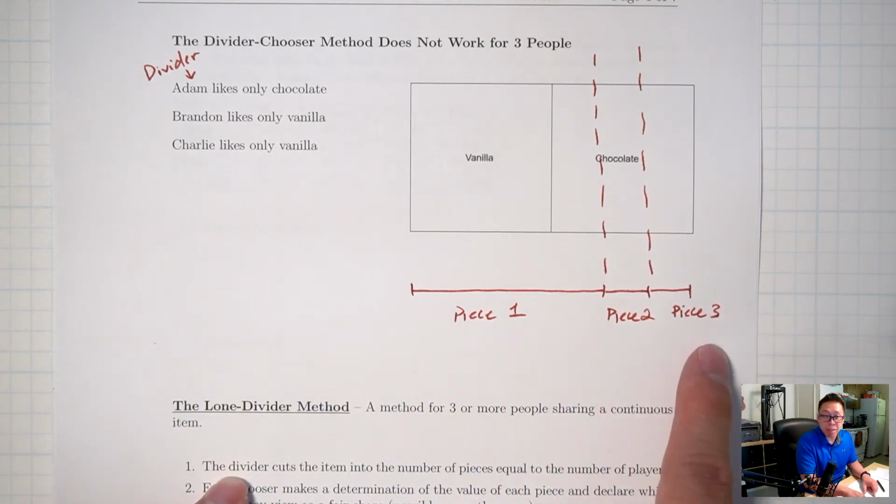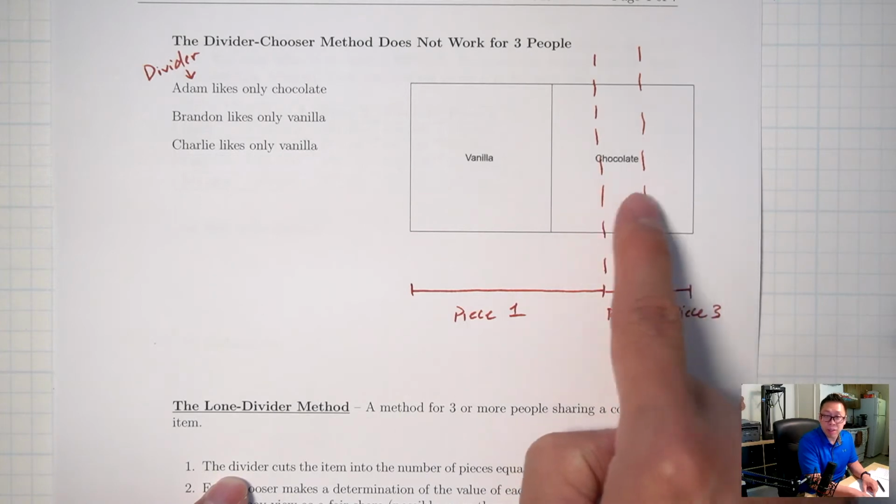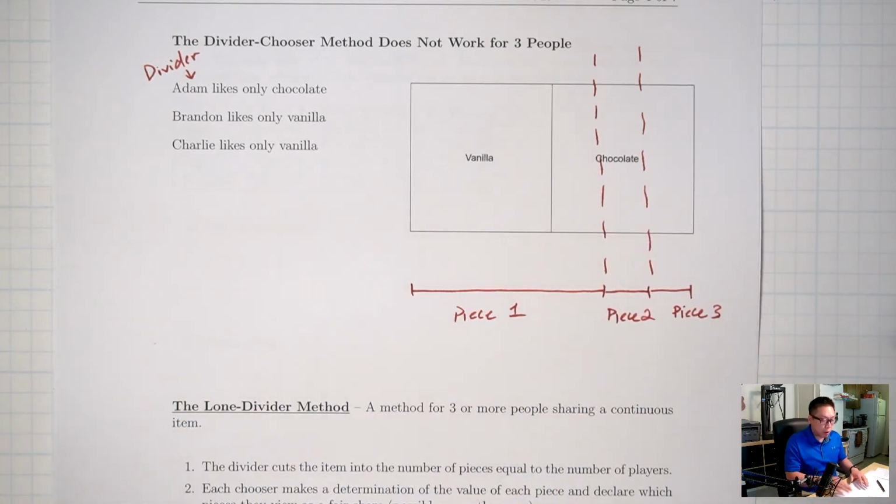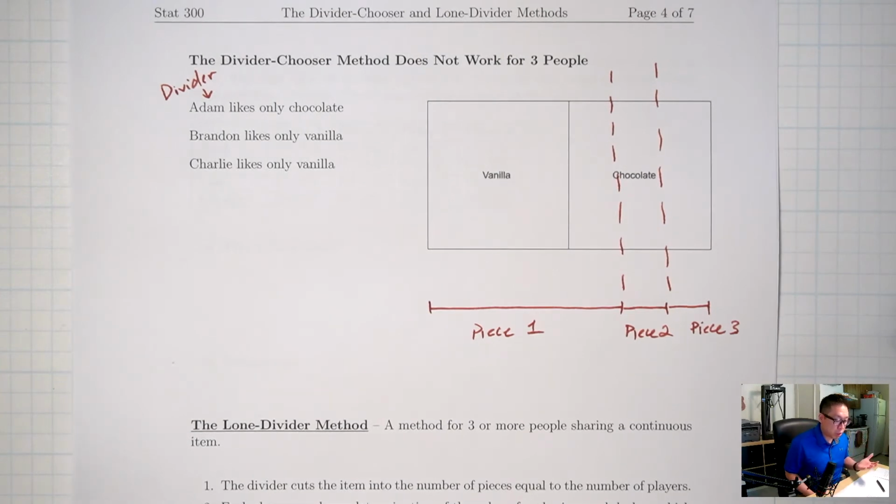He's unhappy, right? Piece 2, piece 3 have no vanilla at all. So Charlie is unhappy. So this is a situation where divider chooser leaves one person unhappy. So divider chooser is not going to work for 3 or more people.